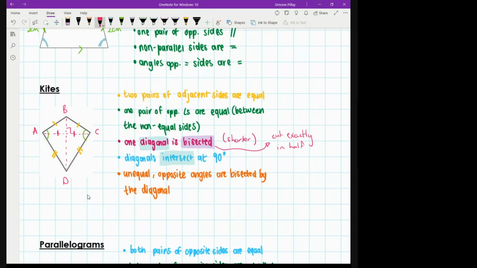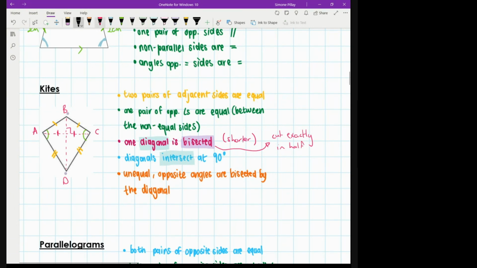And then my last characteristic, my last property for a kite is that the unequal opposite angles are bisected by the diagonal. So remember, we have angles that are unequal, and that would be angle D over here and angle B. So those unequal but opposite angles are bisected by the diagonal. And remember, what does bisect mean? It means it's cut exactly in half.